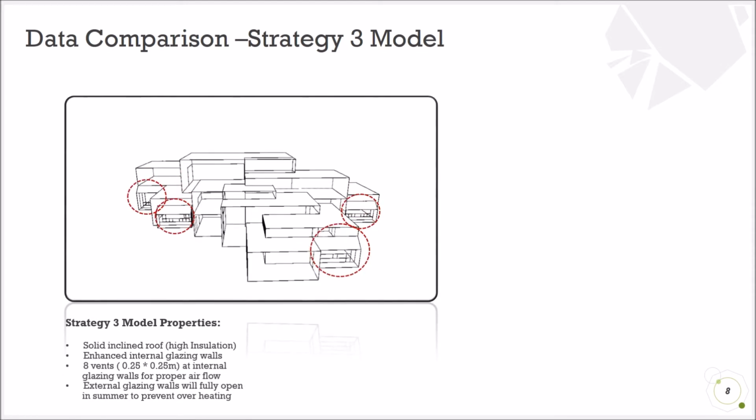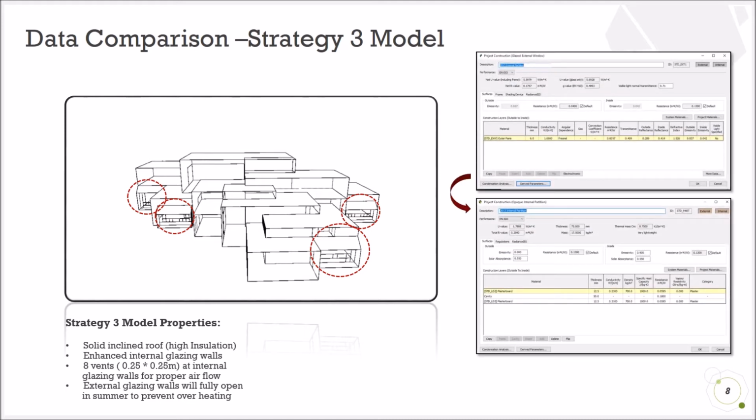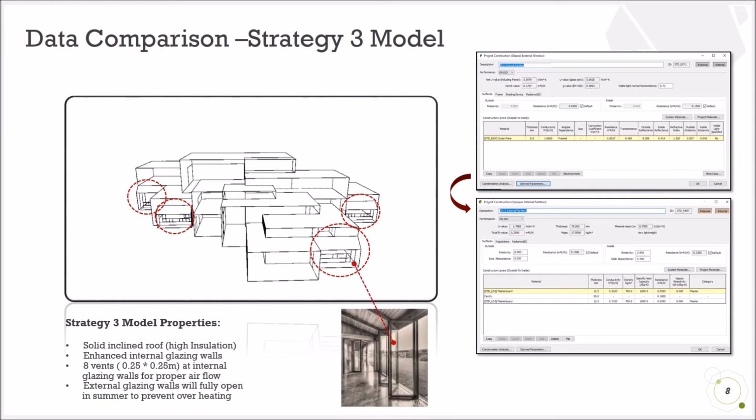The strategy 3 best model has an inclined roof, high thermal roof and side walls, where glazing is only towards the south. The properties of the internal glazing should be carefully enhanced and small vents applied. The external glazing will be openable in summer season.